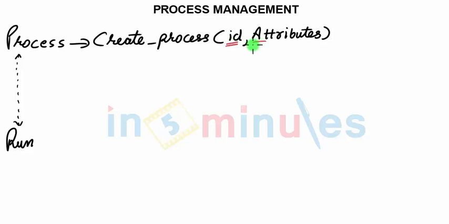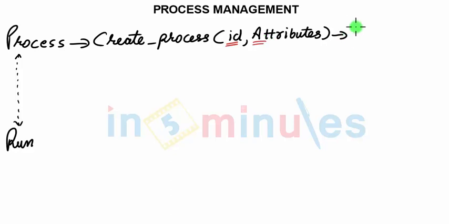Attributes simply talk about what privileges are given, what the priority is, what memory references are given, what the resources are, whether you can print or not. That means a collection of data which describes the process and its rights.